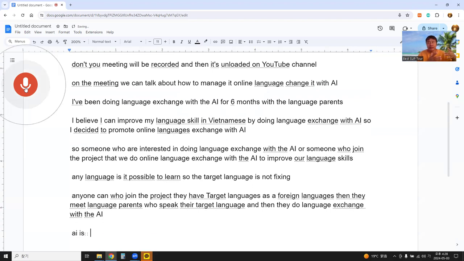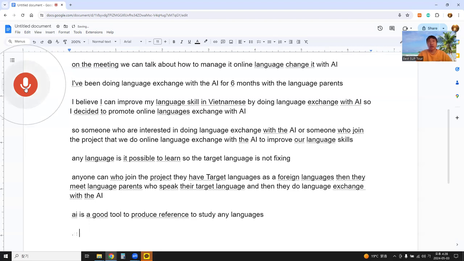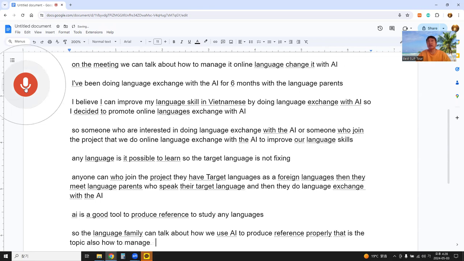AI is a good tool to produce reference to study any language. So the language family can talk about how we use AI to produce reference properly. That is the topic. Also, how to manage Zoom class by using Google Documents.